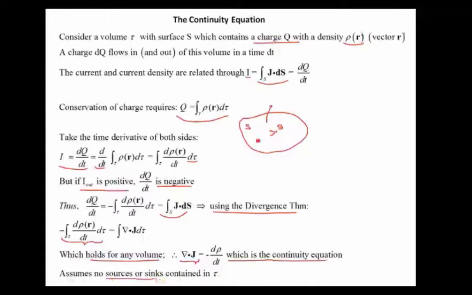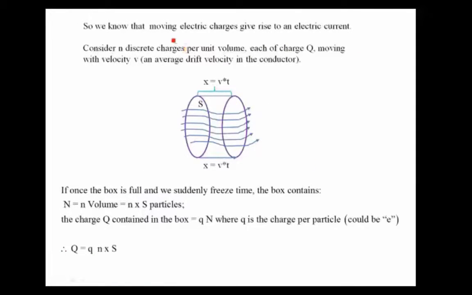If current goes in, rho goes up. If current flows out, rho goes down. We know that moving electric charges is what gives rise to electric current. Let's suppose we have in a current flow n discrete charges per unit volume. We'll say each is of charge q and it's moving with velocity v. Realize this is some average drift velocity in the conductor.